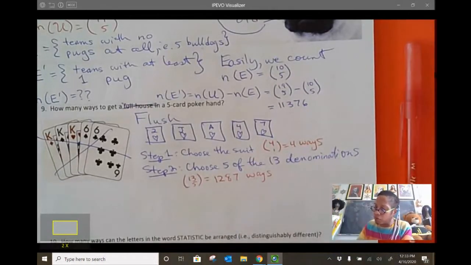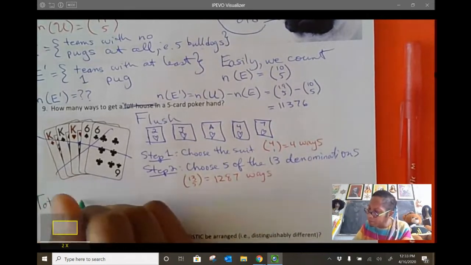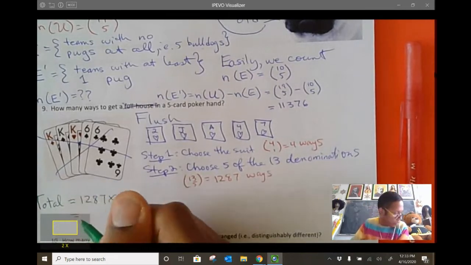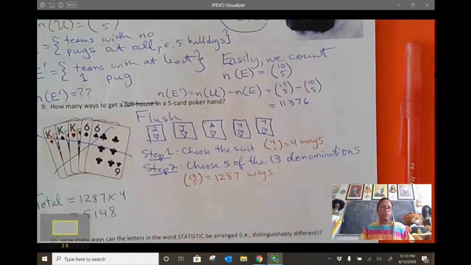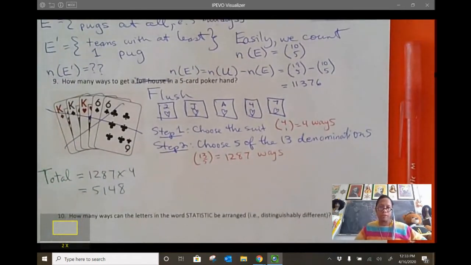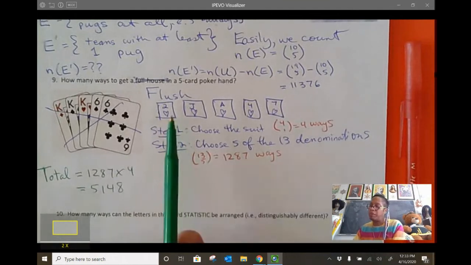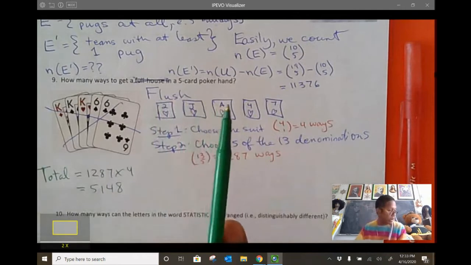So 1287 times 4, which is 5148. But then you go to Google or something because you're a cheater, and Google says it's 5108. And you realize that your answer is wrong. It's larger by 40. Well, that's true. Some of the flushes that I just counted aren't boring flushes. They are much better than that.